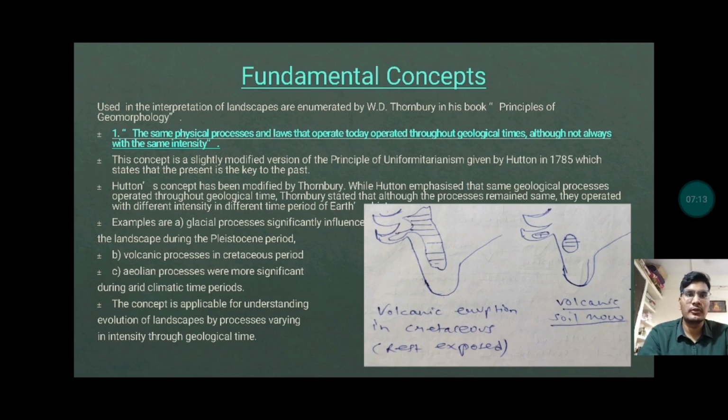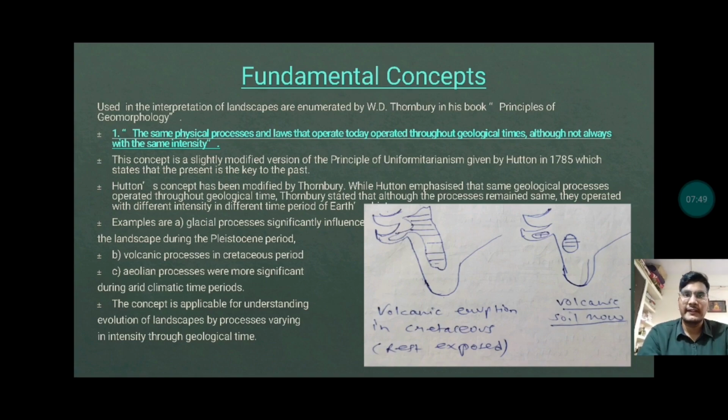Hutton's theory was modified by Thornbury. While Hutton emphasized that the same geological processes operated throughout geological time, Thornbury stated that although the processes remained the same, they operated with different intensity in different time periods of Earth. So the modification regarding intensity has been done by Thornbury in Hutton's theory. Now we will try to understand the principle through various examples.